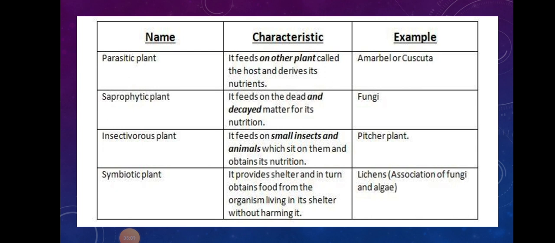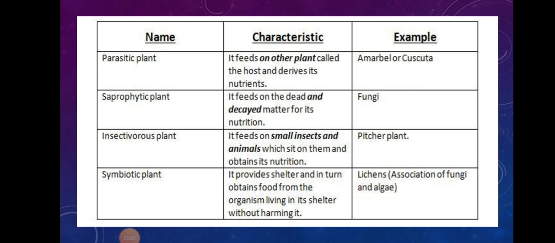Next comes saprophytic plants. It feeds on dead and decayed matter for its nutrition. Example is fungus, very common. You might have seen on a loaf of bread, if you keep it out for a while, there would be grayish or white or blackish color structures which are growing on that bread loaf. They are fungus. I hope everyone might have seen fungus in their life. So they are saprophytes because they grow on dead and decaying matter.